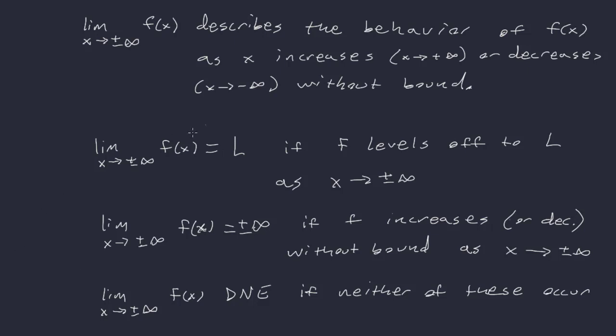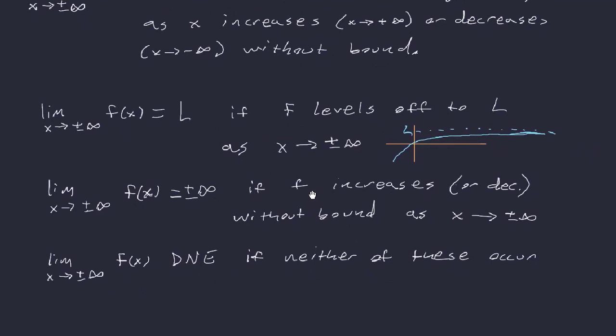And there are three options. Basically, the limit as x goes to plus or minus infinity of f of x equals L if f levels off to L. For example, if we're talking about something like this, where the function just levels off to L, there the limit would exist and would be whatever L happens to be.